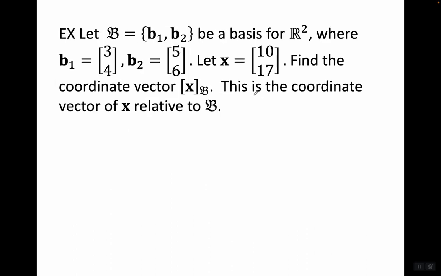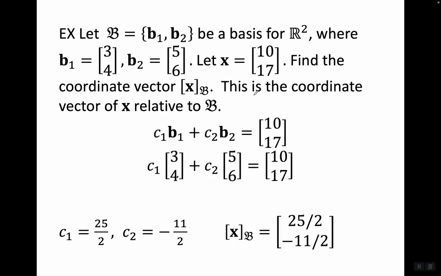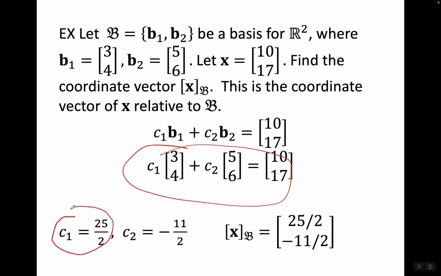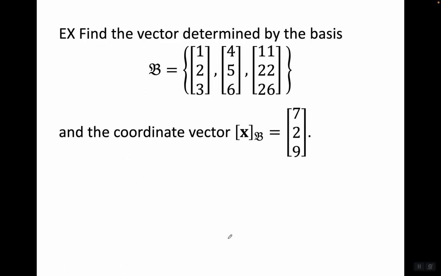Let B, b1, b2, be a basis for R2, where b1 is (3, 4), b2 is (5, 6). Let x equal, just make up something, (10, 17). Find the coordinate vector x sub B. This is the coordinate vector of x relative to B. So again, similar problem: c1 times b1 plus c2 times b2 is (10, 17). We can write it like this. And when you solve the resulting system of equations, you end up with c1 equals 21/2, c2 equals negative 11/2, and so this is going to be the coordinate vector of x relative to that basis B.